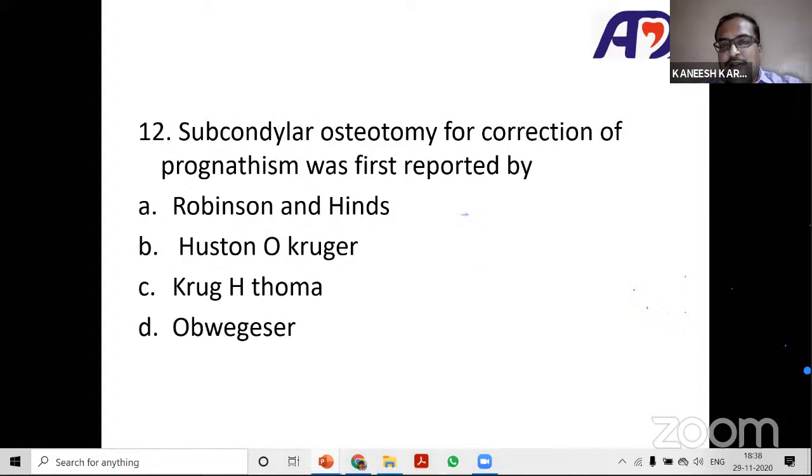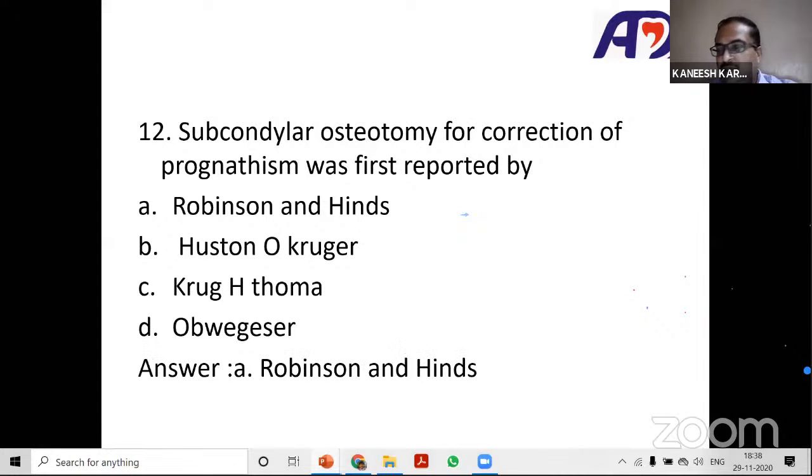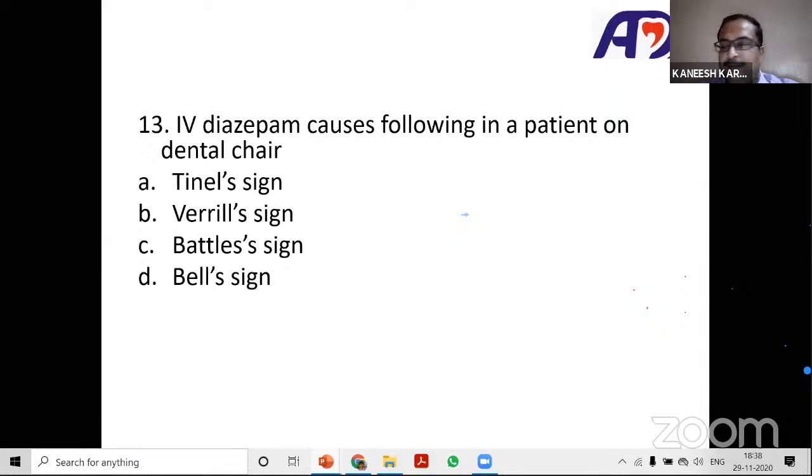Subcondylar osteotomy for the correction of prognathism was first reported by, the answer is Robinson and Hinds. Okay, Obwegeser was the person to perform the bilateral sagittal split osteotomy.